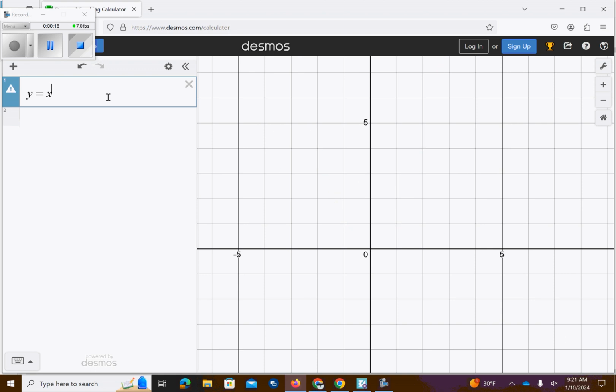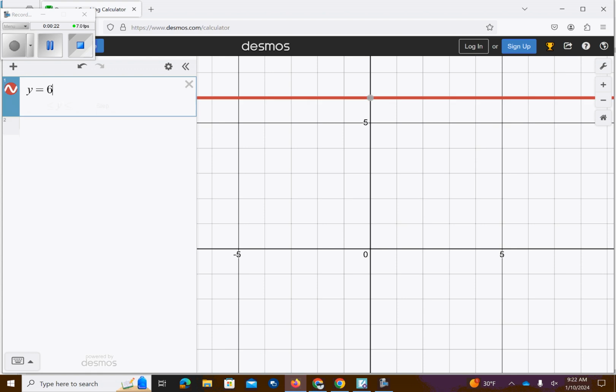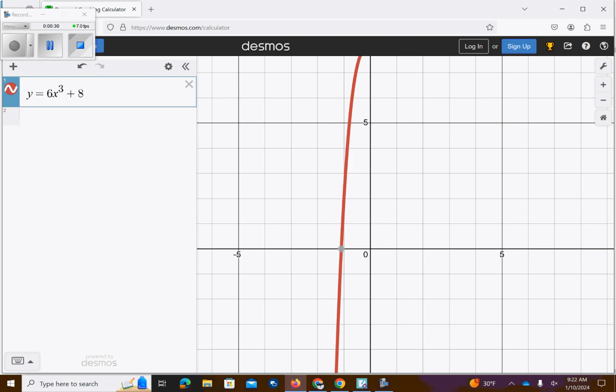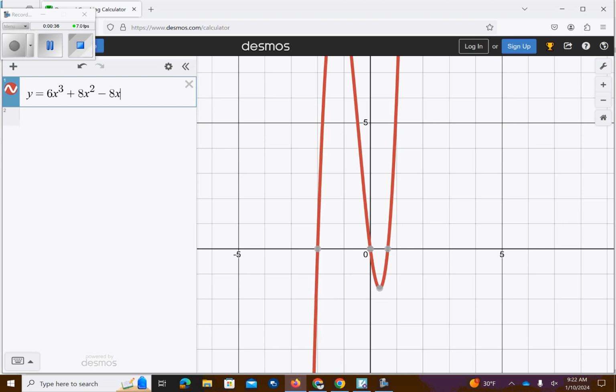Well, okay. So you might think, let's see. So I have 6x raised to the 3rd plus 8x squared, and then I have minus 8x. So it looks like this. So we have this fancier looking contraption. So I have roots at those spots.